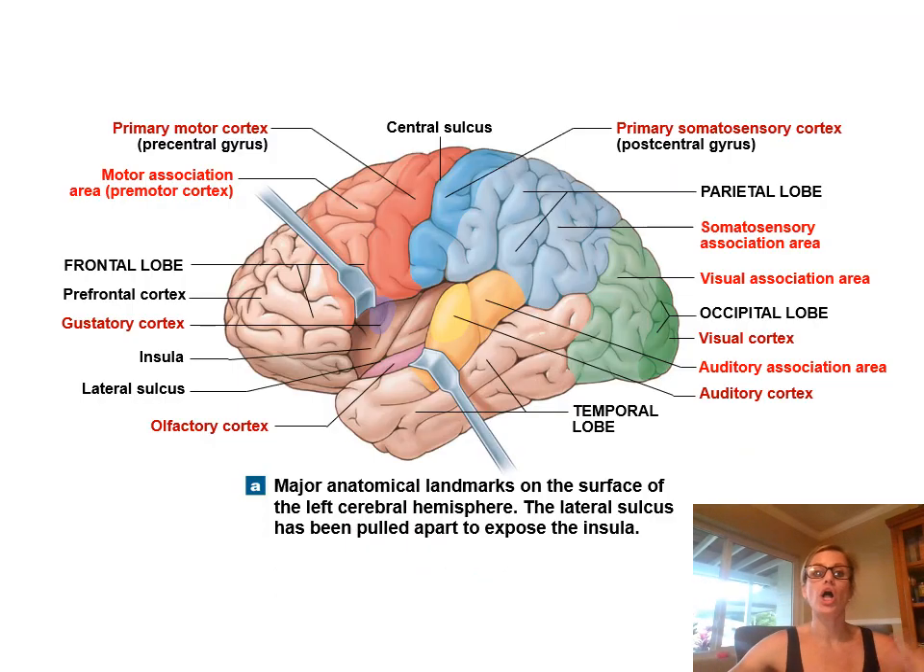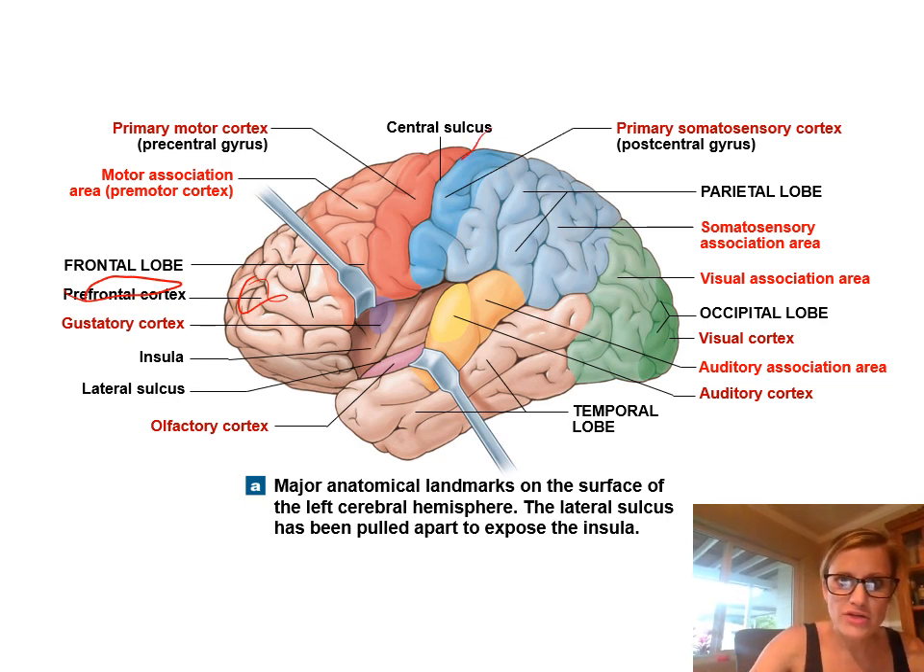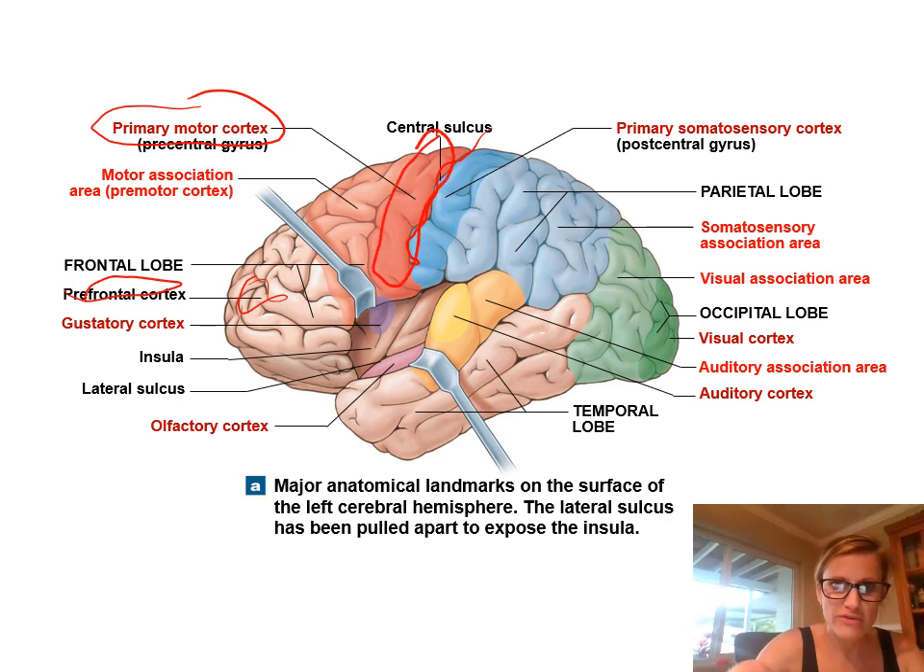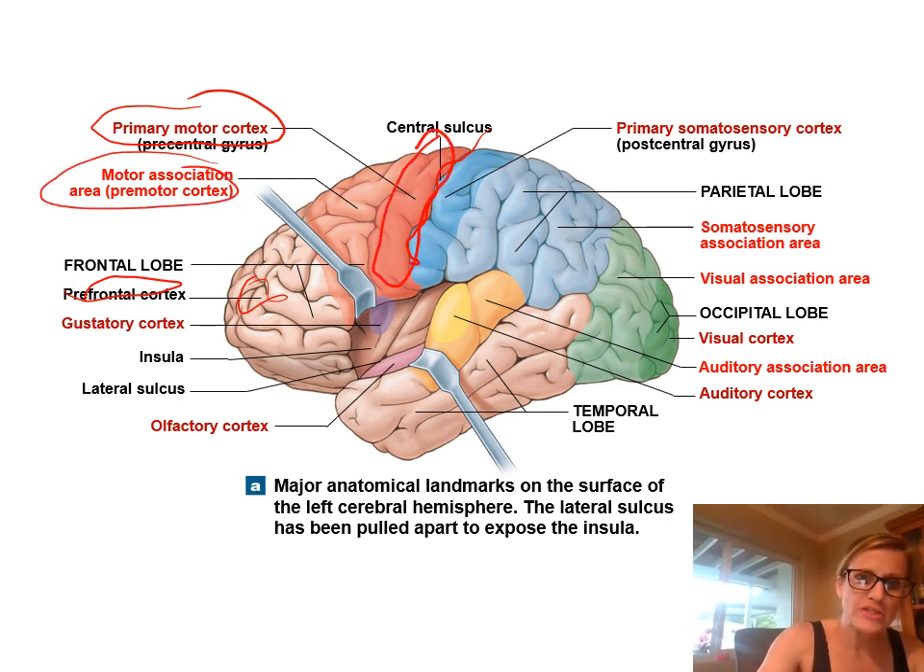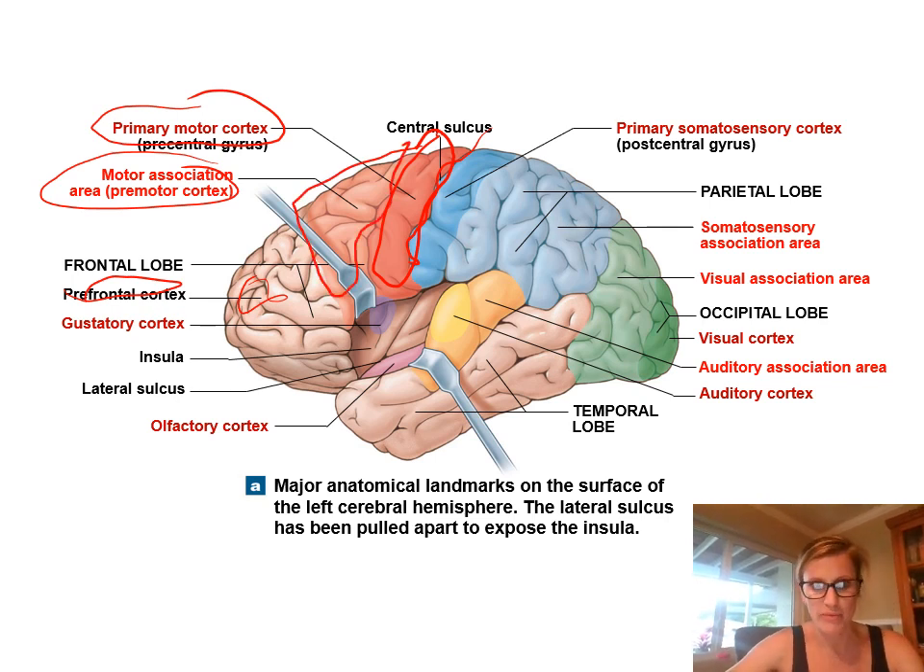Here we can see all of these sensory regions of the brain. In the very beginning, we talked about the prefrontal cortex, which is in the very front where we have personality. In front of the central sulcus, we have motor areas. The primary motor cortex is this whole gyrus right here. And the motor association area is the large region in front of it where we plan movements.